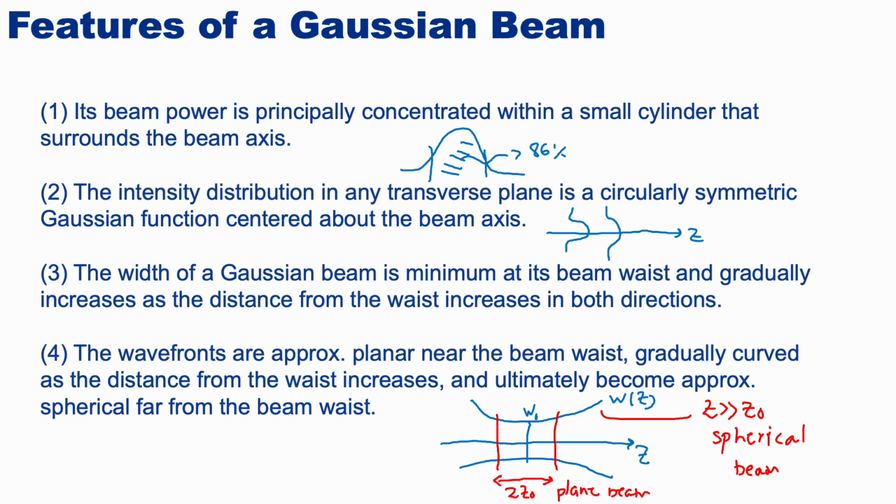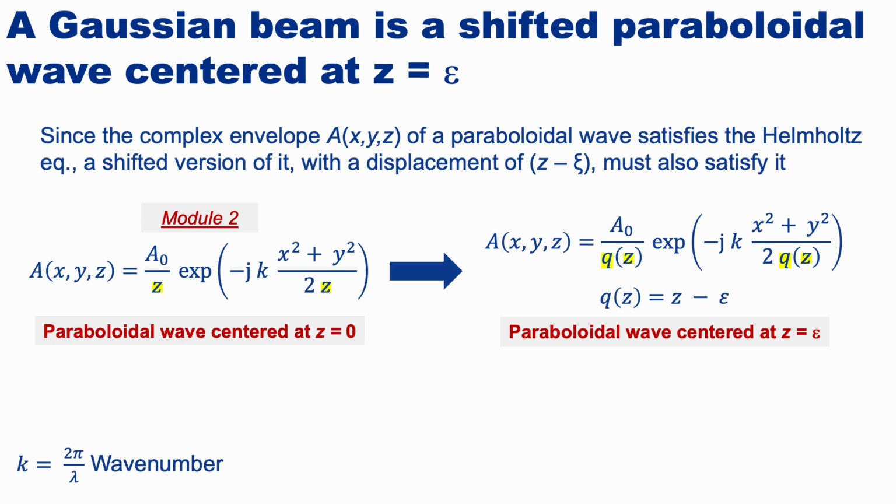So thinking about Gaussian beams, we need to think about a Gaussian beam as a paraboloidal wave. This is the expression of our paraboloidal wave that we have given in the previous module, in module number 2. But now the main difference is that every time that we define the distance z, we're gonna think that our paraboloidal wave has been shifted. So instead of having z, we're gonna keep a general definition that is q, which is a shifted paraboloidal wave where now the center is at epsilon instead of z equal to 0. So that's the basic idea.